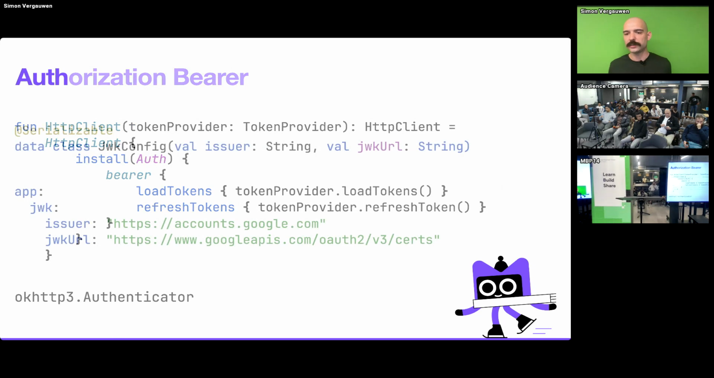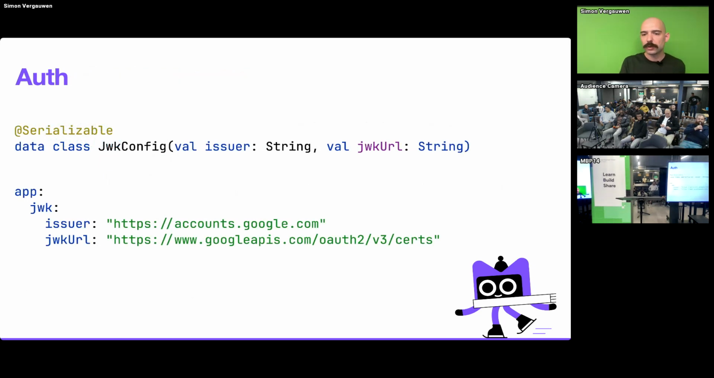So how can we do that? Well, it's quite simple. We just configure JSON web keys to the Google instance, which means we need to specify Google is the issuer of the token, and we need to specify the certificates that Google uses to sign the token.